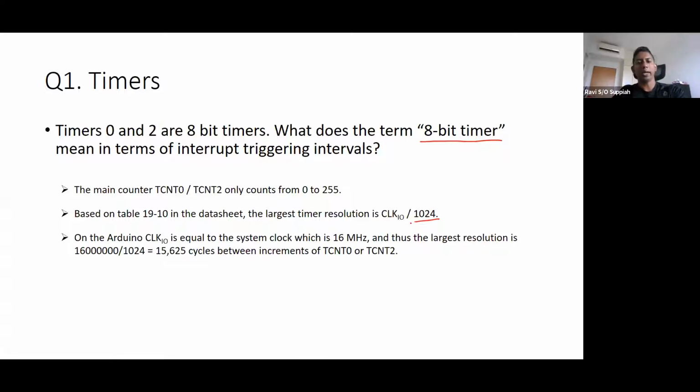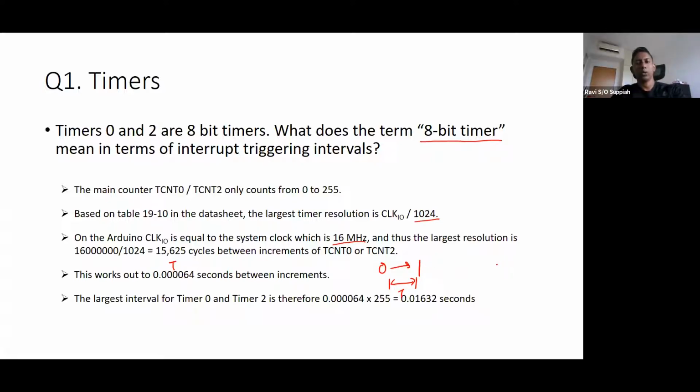So if I run at 16 megahertz, then the number of cycles between increments is 16 megahertz divided by 1024. That will give me 15,625. And that translates to around 0.000064 seconds between increments. That means when I go from 0 to 1, that is the amount of time it takes.